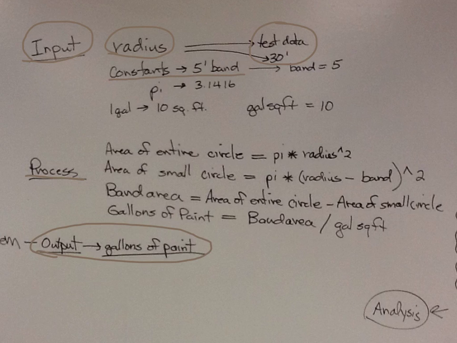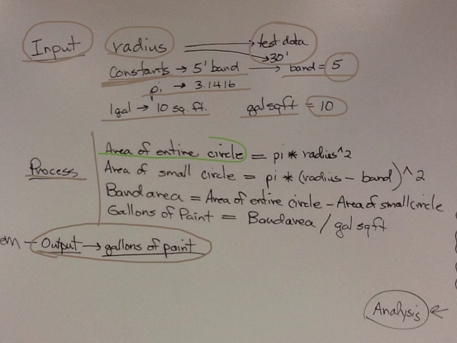And we talked about constants we had. We knew it was a 5-foot band, so band equals 5. We knew pi, 3.1416. We need that in our calculations. And we know 1 gallon gets us 10 square feet. So a gallon per square feet is 10. So we have some values of constants that we have, and then we went in and figured out the calculations.